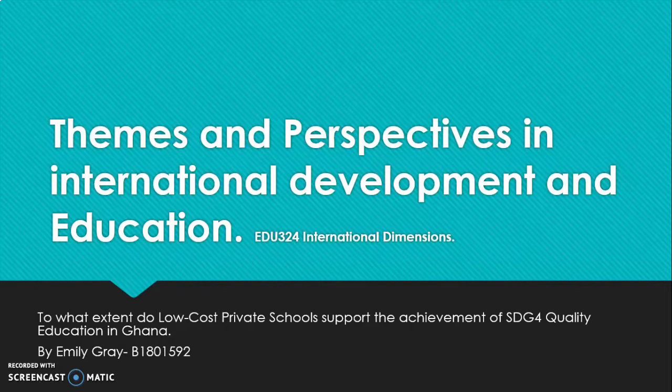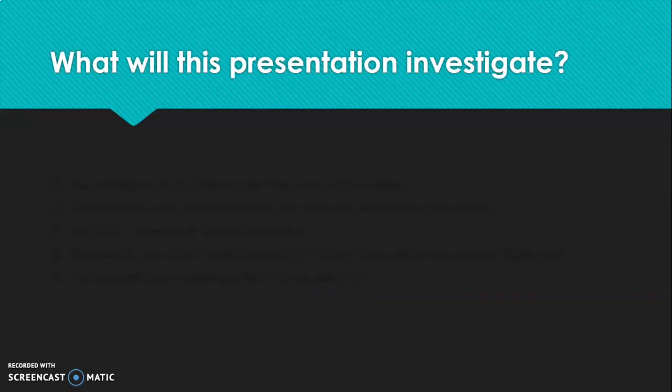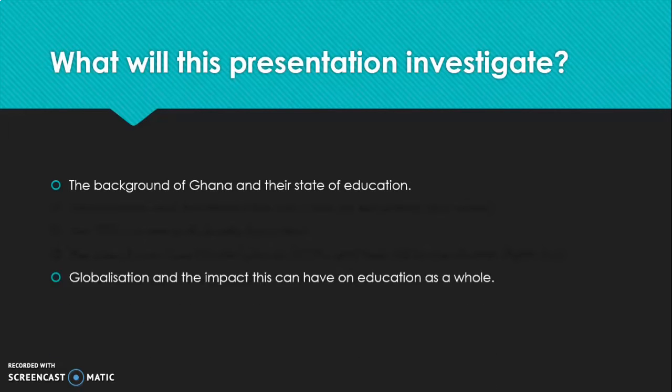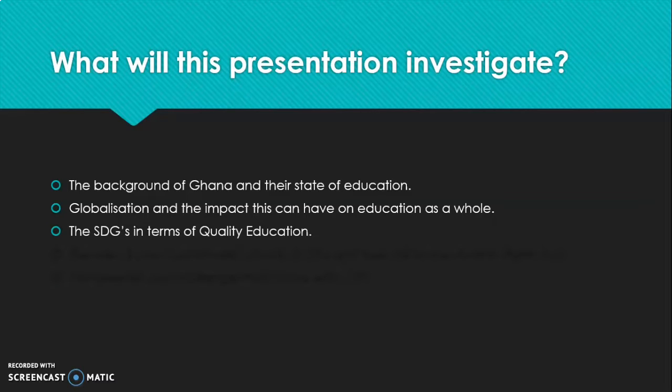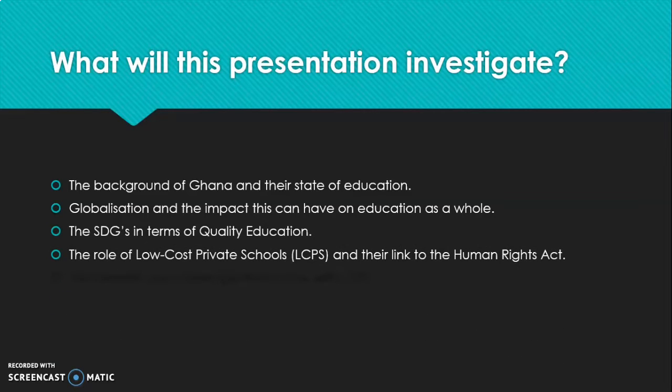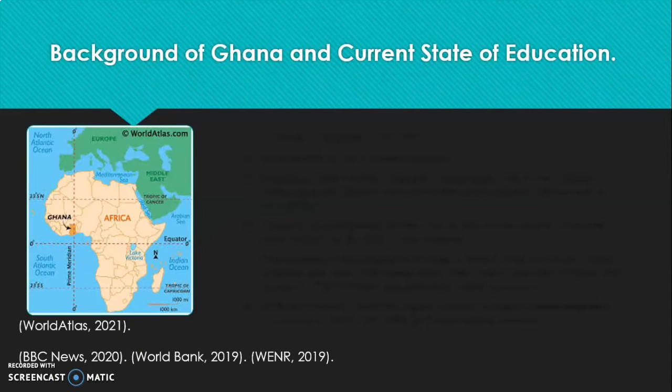This will investigate to what extent low-cost private schools support the achievement of Sustainable Development Goal 4, Quality Education, in Ghana. What does the presentation include? The background of Ghana and their current state of education, the impact of globalisation, the targets of Sustainable Development Goal 4, the role of low-cost private schools in the Human Rights Act, and the benefits and challenges of low-cost private schools.